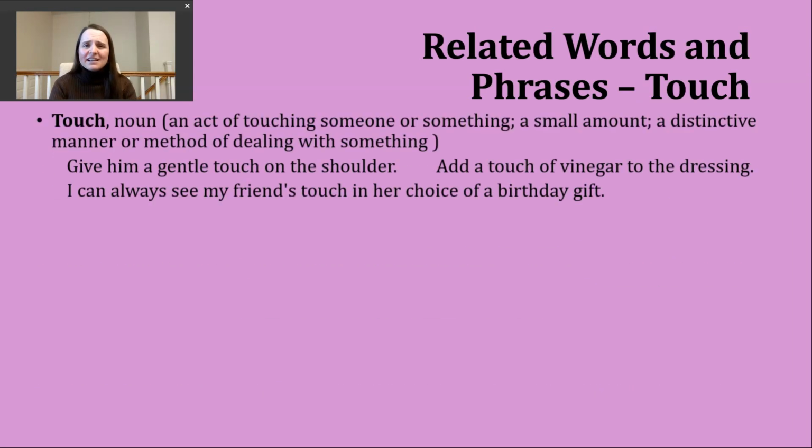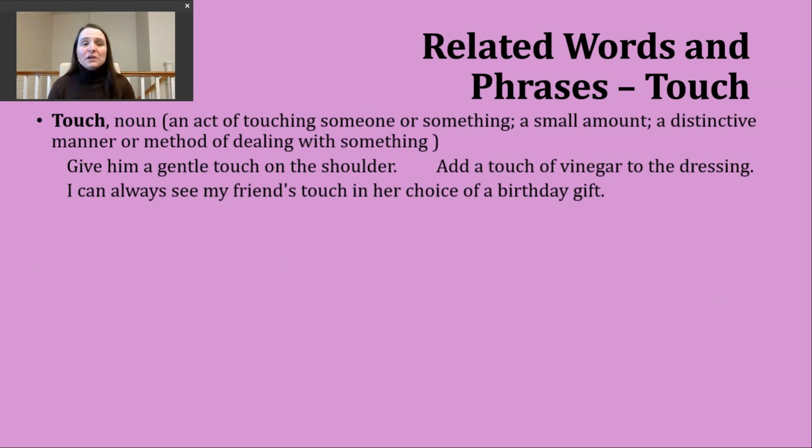There were so many things for me to choose from here. The related words and phrases could certainly be its own video, but let's talk about the noun form of this word first. So, same spelling, same pronunciation, touch can be a noun, and I want to note the noun touch has so many different meanings. I've just picked 3 to focus on.